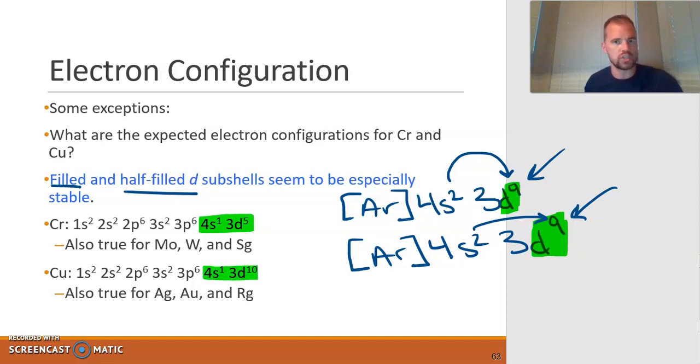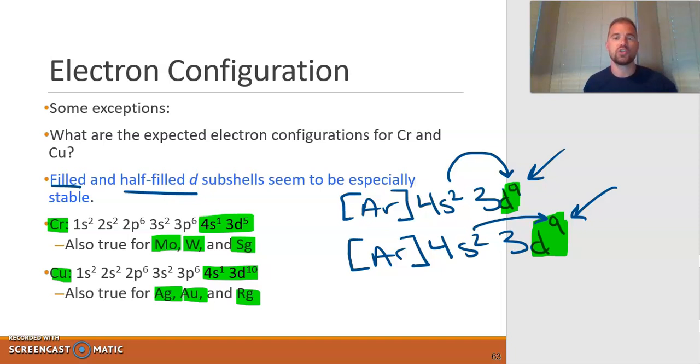Are those the only two elements that have this exception? No. It's also true for the elements that are below them on the periodic table. So if you take a look at chromium, the three elements that are below it are Mo, W, and Sg, and copper has the elements Ag, Au, and Rg below.